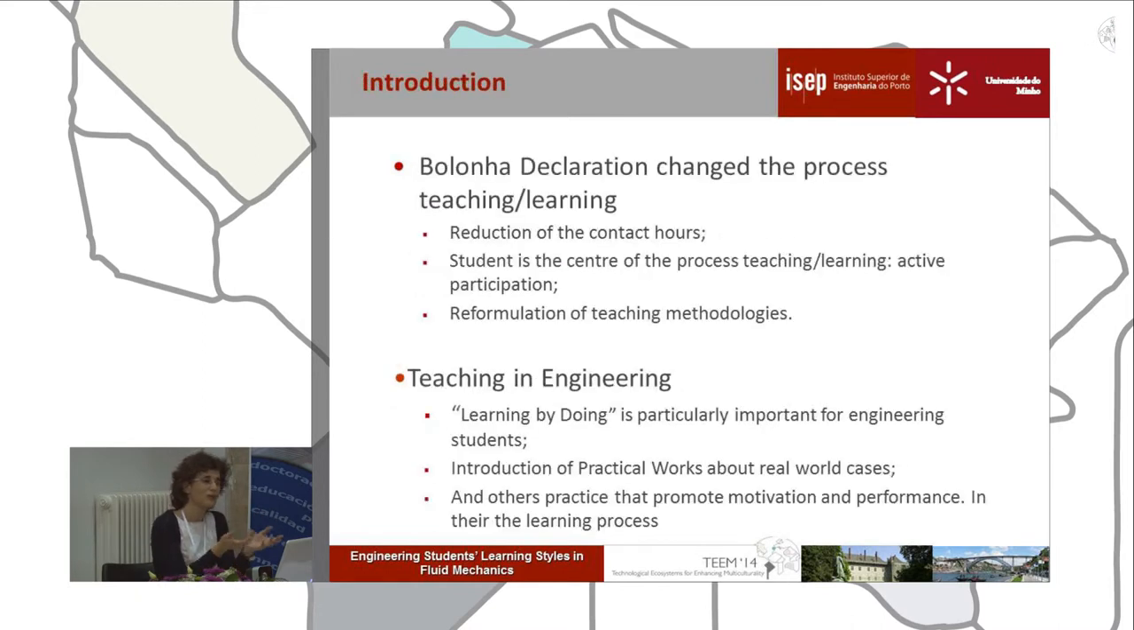So it's interesting to be here and understand that, independently of our area of study, the main problem, the main concern, is the same. This is due maybe to Bologna and the change in the process of teaching and learning. So the contact area between teacher and student increased. The student became the center of the process of teaching and learning, with active participation. So there is a need to reformulate all the teaching methodology that we were using previously.